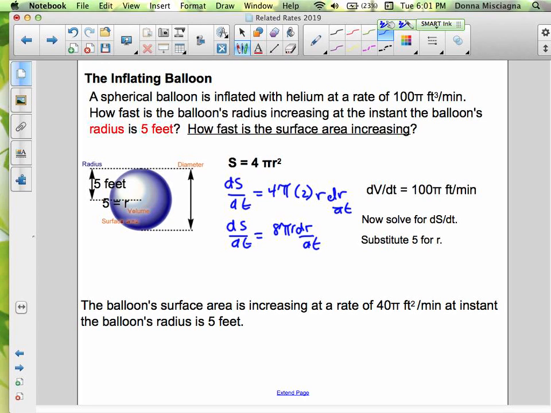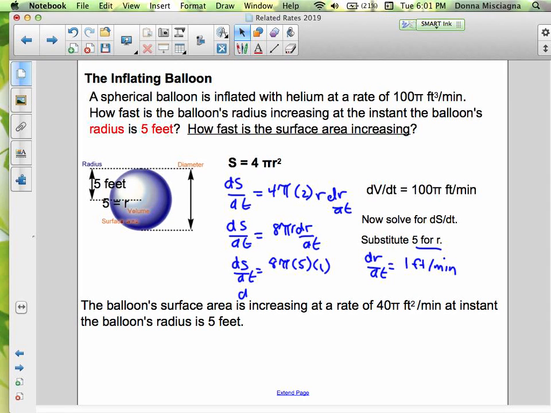And we have all the values we need, right? We don't need the dV/dt, but we have r, it's going to be 5. We know what dr/dt is, that's 1 foot per minute. And that's it. We're solving for dS/dt. So dS/dt equals 8 times pi times 5 times 1.